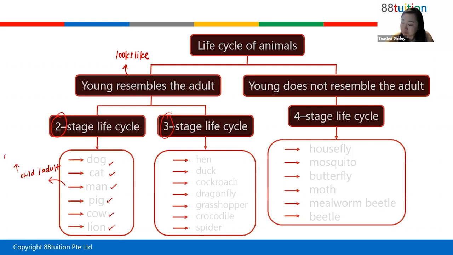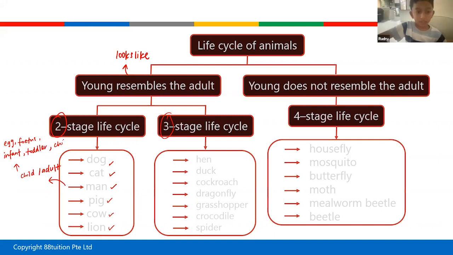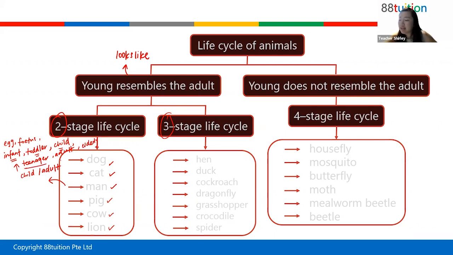Like, for example, you start with an egg, and then your fetus, right? When it's unborn, it's a fetus. Then when it's born, it's an infant, a baby. Then slowly it moves on to toddler, which is 3 to 4 years old, then a child, then a teenager, then adult, then elderly. I mean, these are the terms, but generally, the general terms are these 2, child and adult.